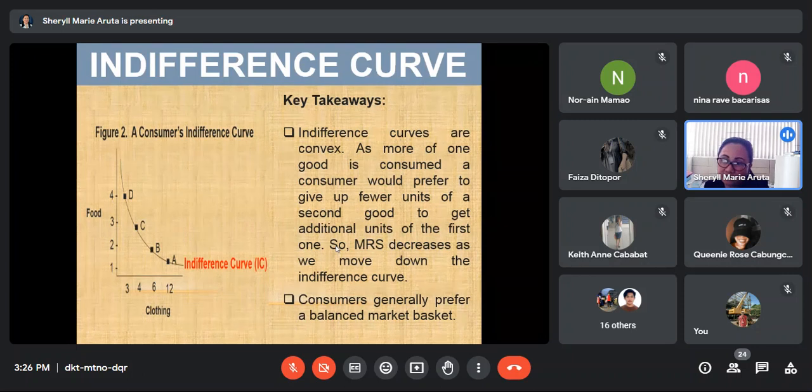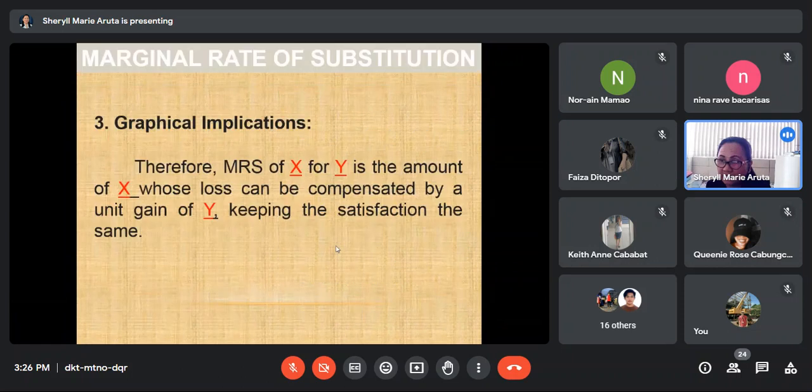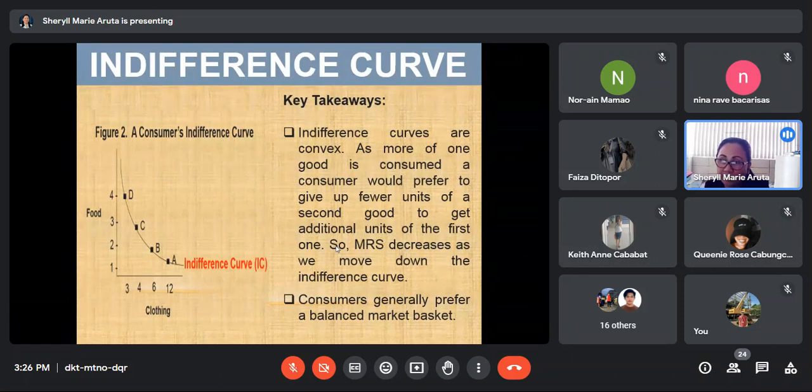So, from the graphical solution and from the discussions, these are the takeaways. Indifference curves are convex. As more of one good is consumed, the consumer would prefer to give up fewer units of the second good to get additional units of the first one. So the MRS decreases as we move down the indifference curve. The first property of the indifference curve is that it is downward sloping to the origin.